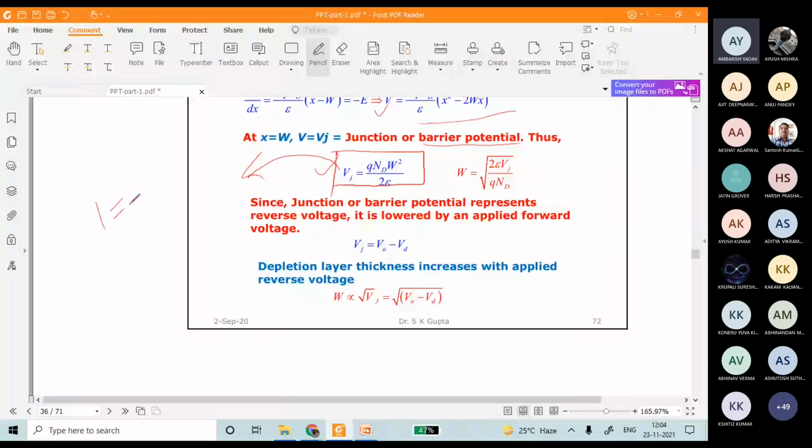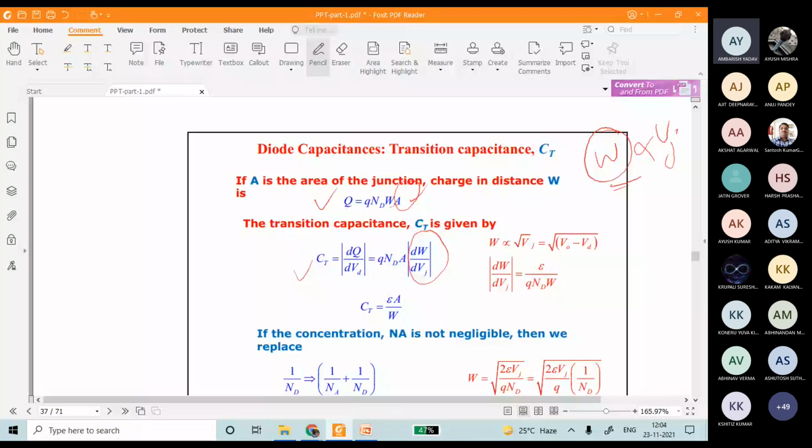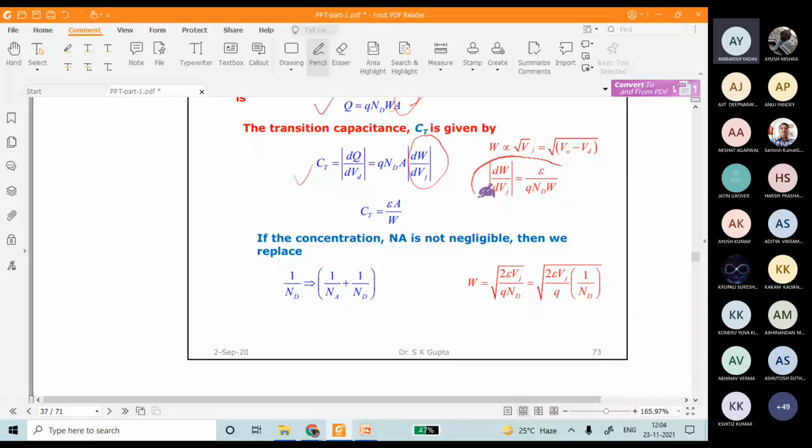So one can write 1 is equal to q Nd upon 2 epsilon times 2W dW upon dVj. So 2 cancels out, and from here dW by dVj one can find out, and it is given here, and substituting this value into this equation, one can get this. So this is just the derivation here.